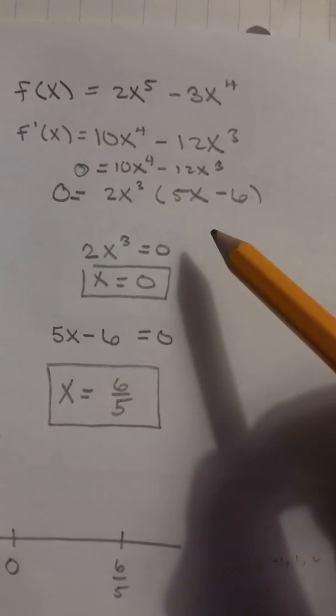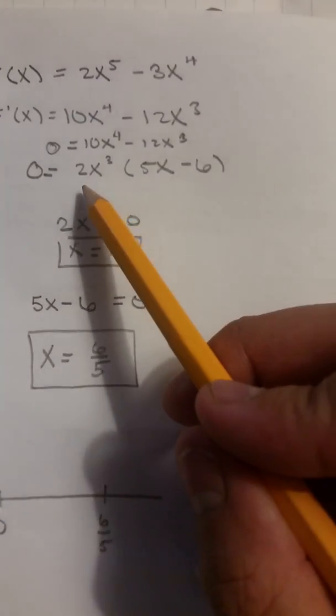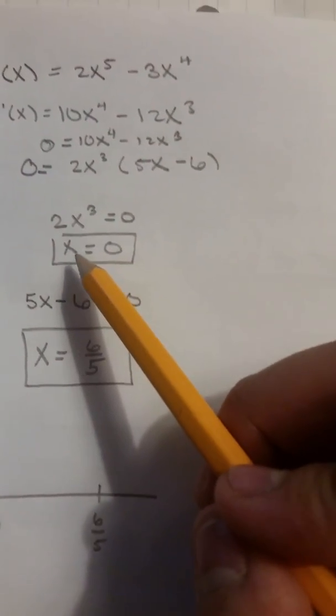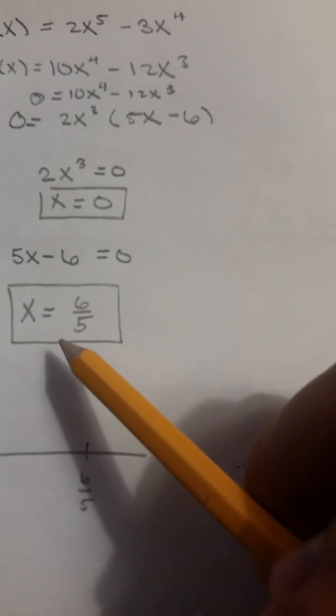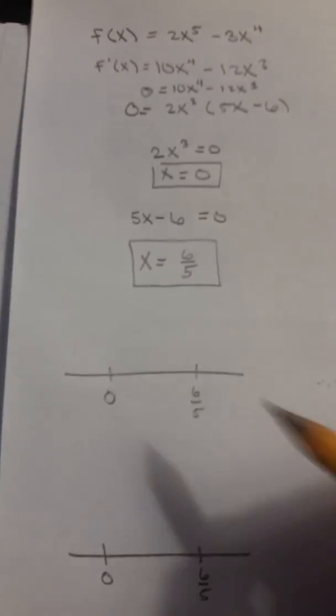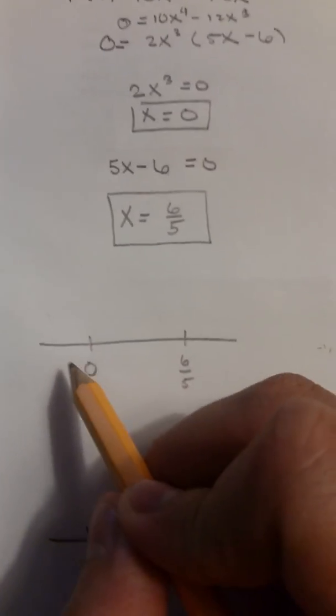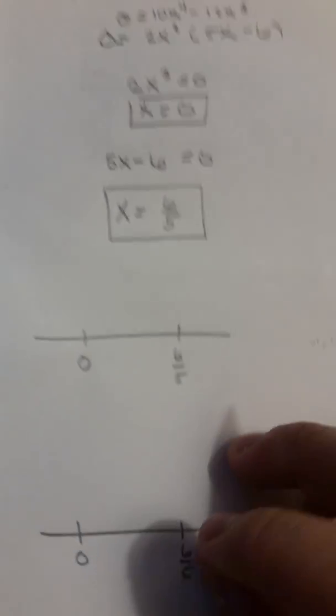When I did that, it allowed me to do two things. The first factor, 2x cubed, I set to 0, which means x equals 0. The next one, 5x minus 6 equals 0, therefore x equals 6/5. Okay, let's begin. We first draw the number line, then mark the 0 and the 6/5.